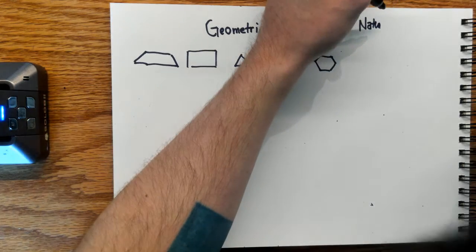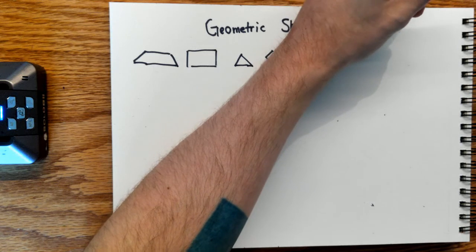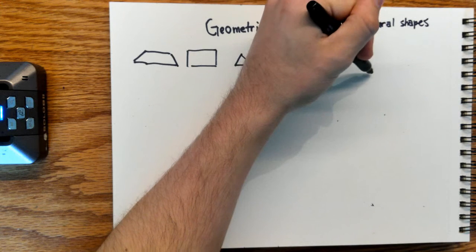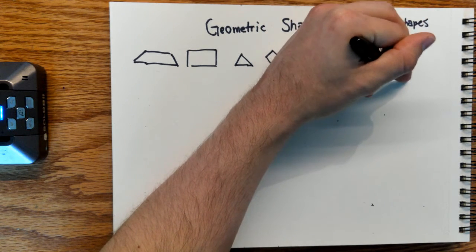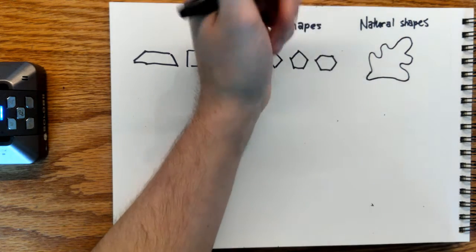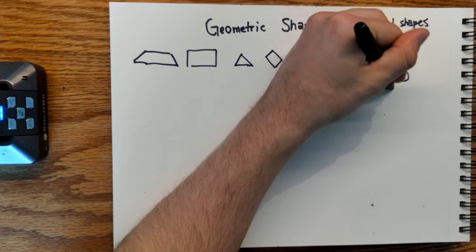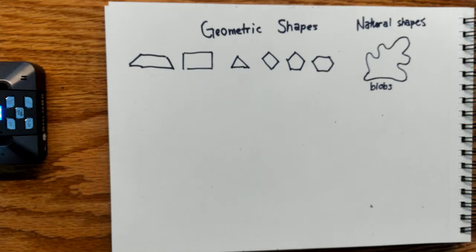Now, natural shapes, as my kitty goes by, natural shapes are shapes that we see out in nature but don't necessarily have lines or have names because they're not as common as our geometric shapes. And I said when we talked about them that we usually call them blobs. Okay? So still a shape but doesn't really have a name because we don't see it as often as our family of geometric shapes.